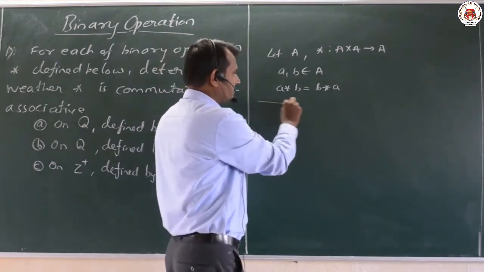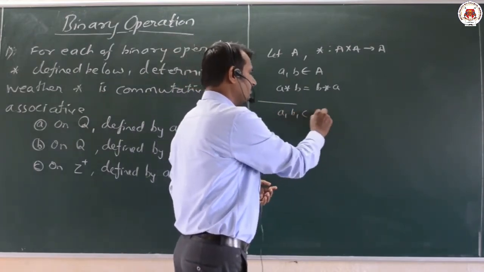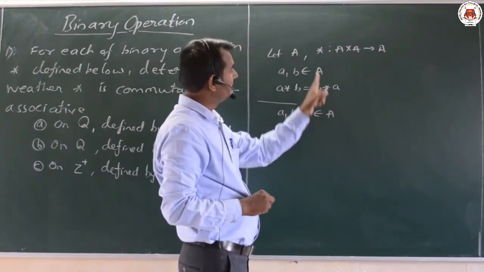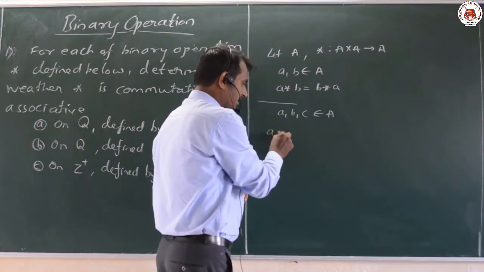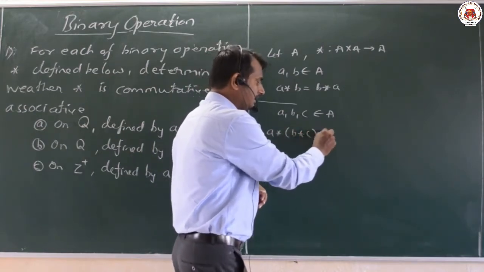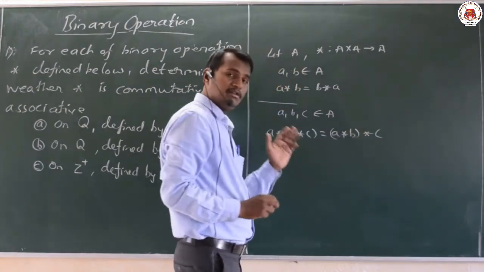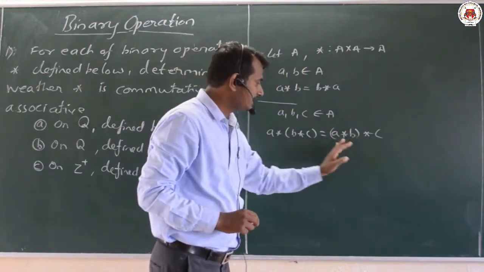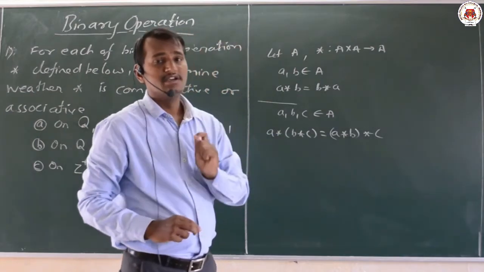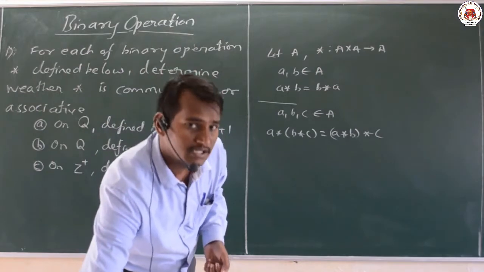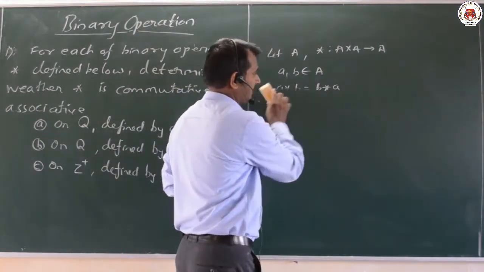Similarly, for the associative law. Associative law means what we are doing? For every a, b, c belongs to the set A, again the same binary operation, a star b star c equals a star b, star c. If both the values are the same, then only we say that it satisfies the associative law. Dear students, now in this class we shall start with the problems related to this particular topic.